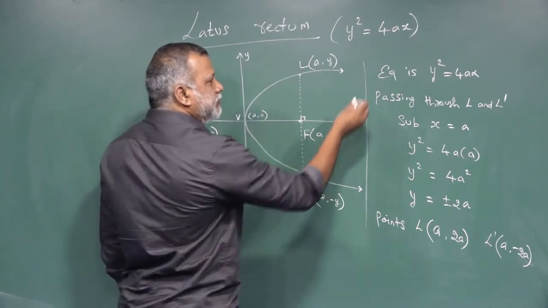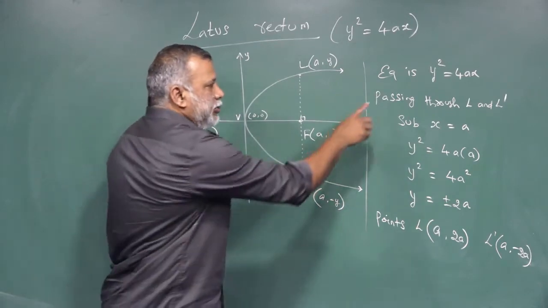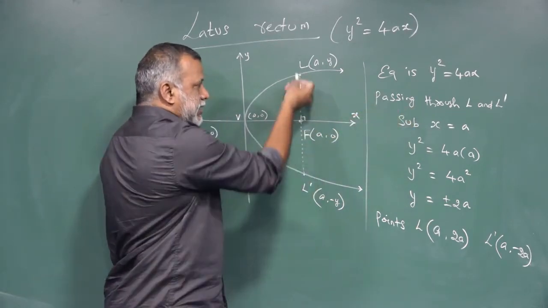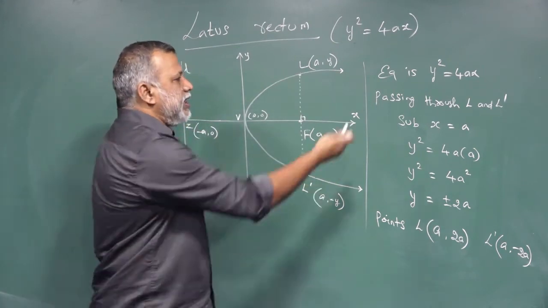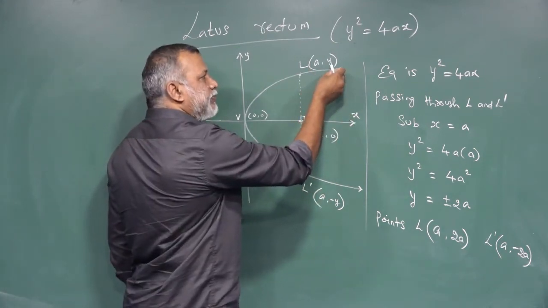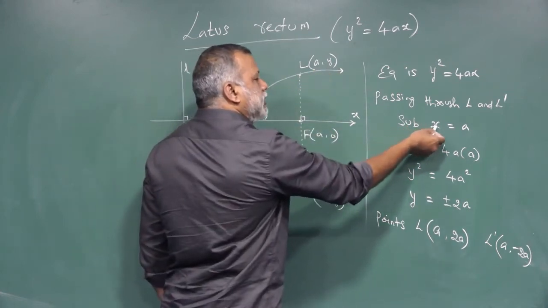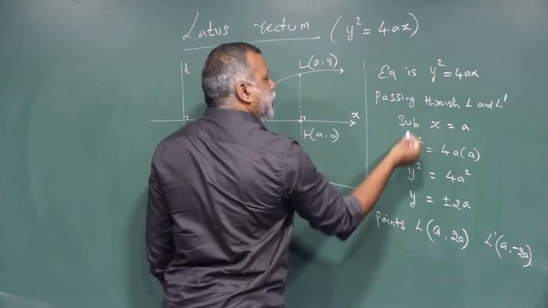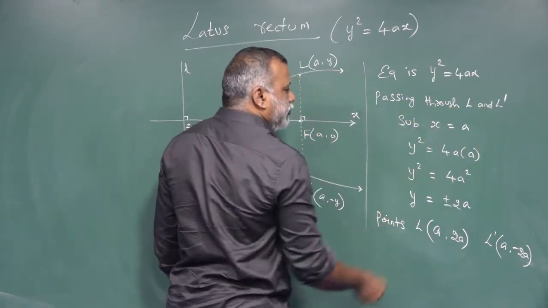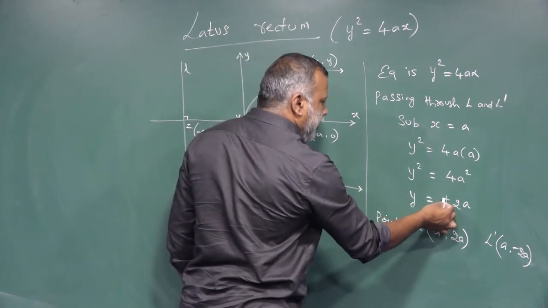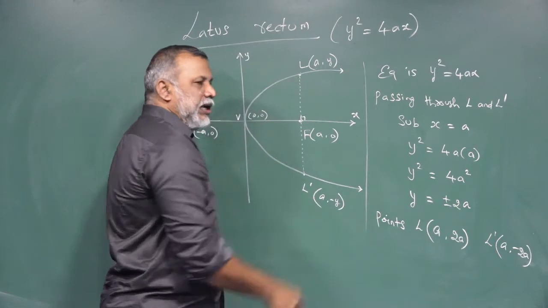Now listen to the process. The equation of the parabola is y squared equal to 4ax. It passes through the points L and L dash. See the diagram. Any equation passing through a point, we can substitute. Here (a, y) and (a, minus y), the value of x is known, that is x equal to a. I am substituting in y squared equal to 4a times x, so y squared equal to 4a squared, y equal to plus or minus 2a. So the points L and L dash are called endpoints.